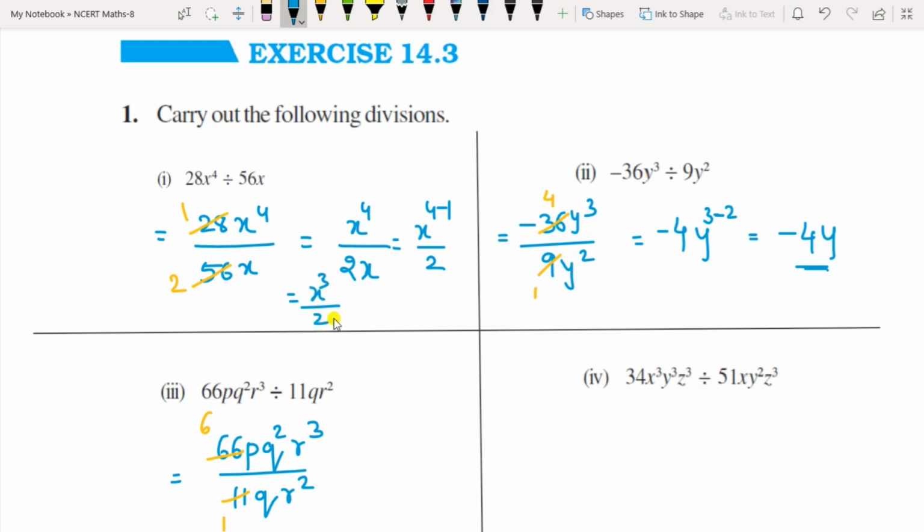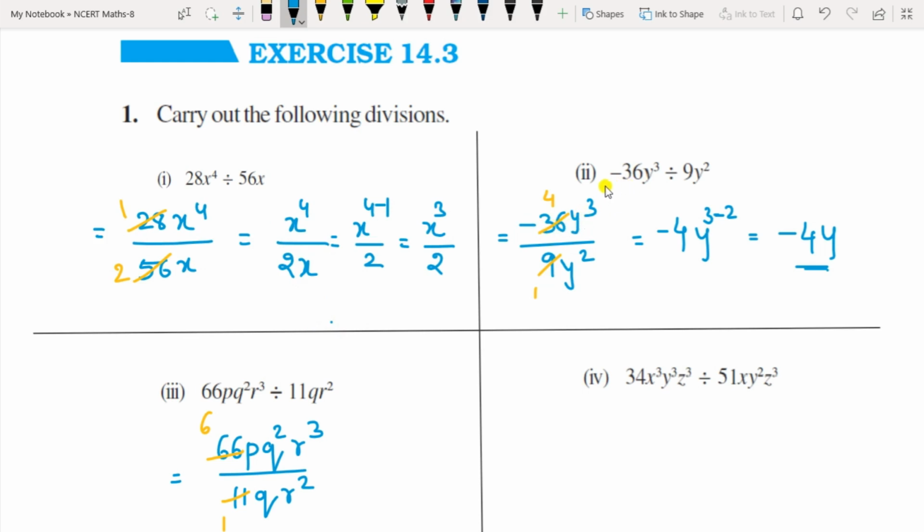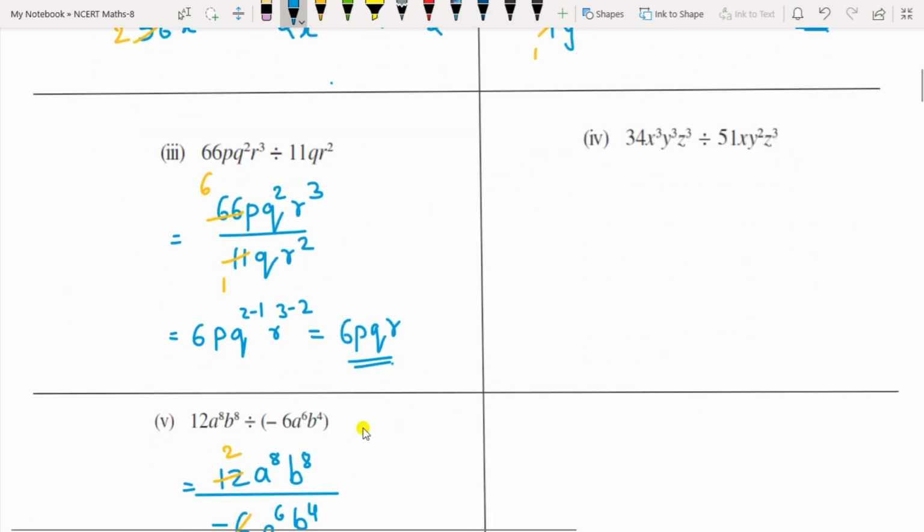So the answer will be x raised to 3 upon 2. That is the answer. Now this one, minus 36y cube upon 9y square. 9 1s are 9, 4s are 36, so minus 4, and y, 3 minus 2, that is minus 4y. This one, 66p square r cube and 11q r square. So it is 11 6s are 66 and p, okay. Then q is 2 minus 1, r is 3 minus 2, that becomes 1 and 1. So 6pqr is the answer.